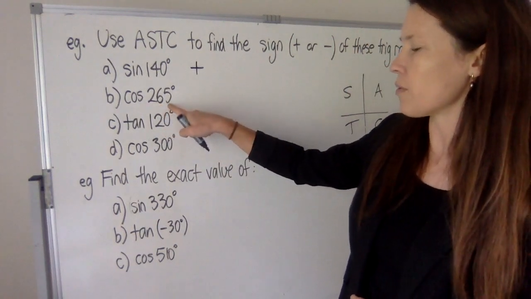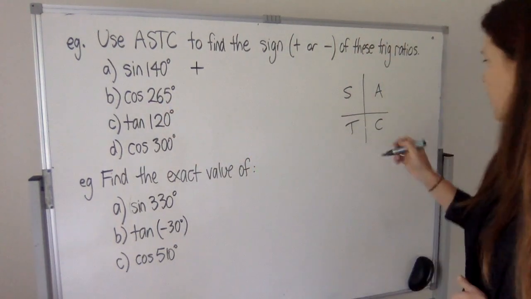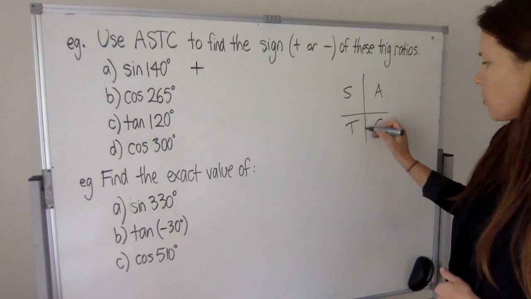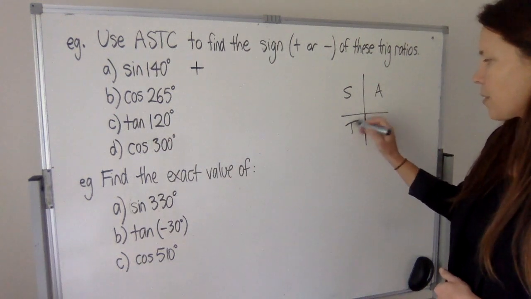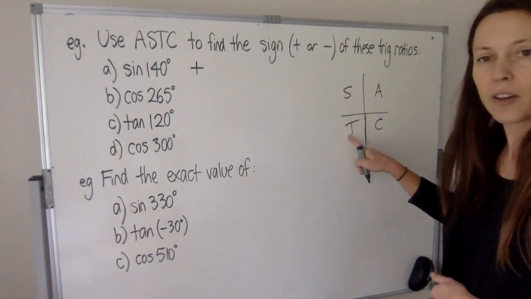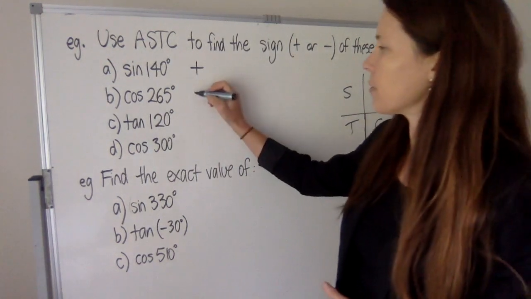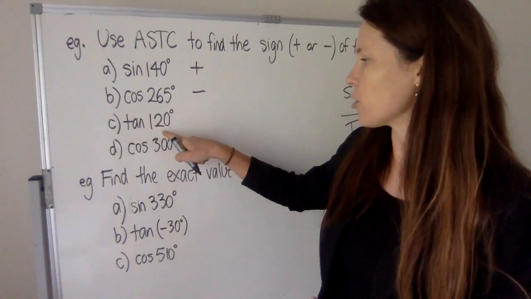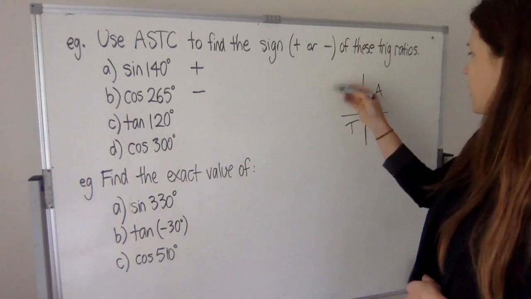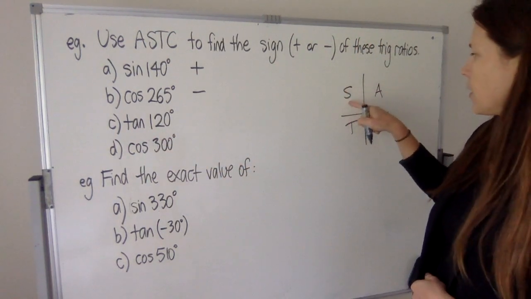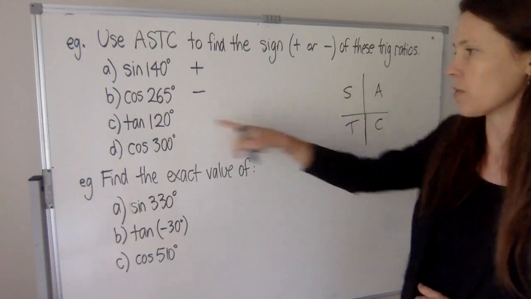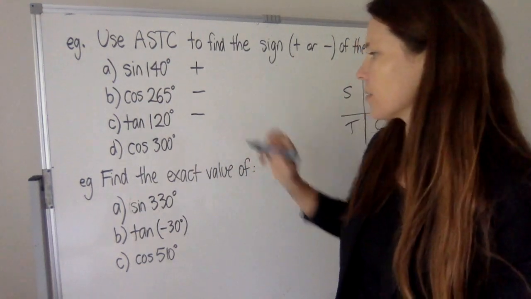Cos of 265, well, 265 is just a little bit smaller than 270, which is down here. So it's going to be down in the third quadrant. Now down there, only tan is positive. So cos will be negative. Tan of 120 degrees, well, 120 is in the second quadrant. And in that quadrant, only sine is positive. So tan will be negative.